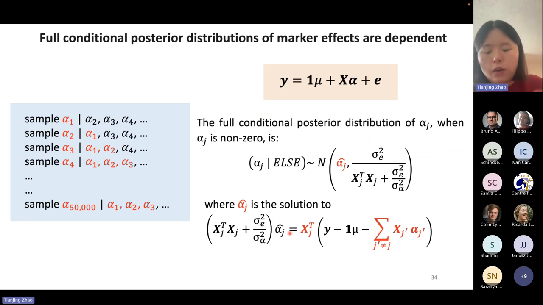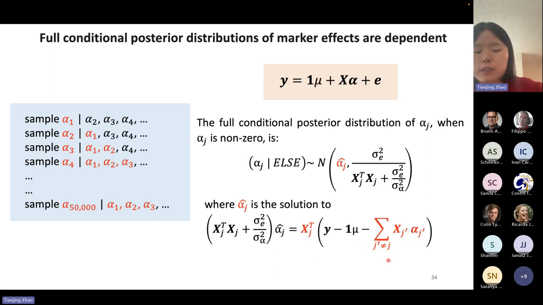And here are some equations to show why they are dependent. As I mentioned before, we sample alpha from their full conditional posterior distributions, and alpha is the solution to this equation. Actually, this equation is a mixed model equation, and you can see here on the right hand side, we have xj transpose. Xj is the jth column in X. Xj transpose times this part, where we have xj prime, and here xj prime is not equal to j. Because we need to use X, this red part makes these distributions dependent on each other.